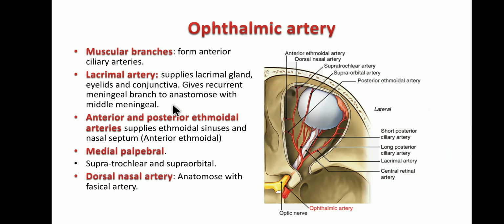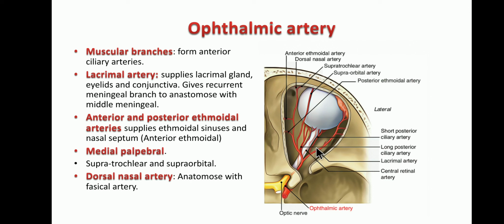Then muscular branches to the extraocular muscles. On the lateral wall, it gives the lacrimal artery. So it supplies the lacrimal gland and also the eyelid, it gives a palpebral branch, and also supplies the conjunctiva. It gives a recurrent meningeal branch which will anastomose with the middle meningeal artery. The recurrent meningeal branch of the lacrimal artery passes through the superior orbital fissure. Okay, so the lateral branch is mainly the lacrimal artery which you are seeing here.